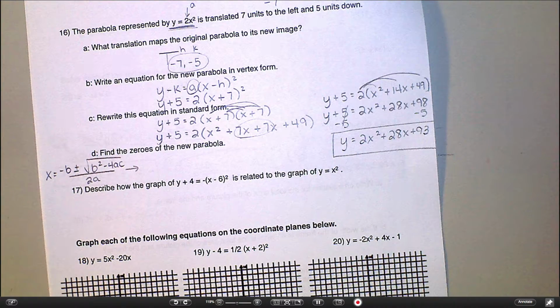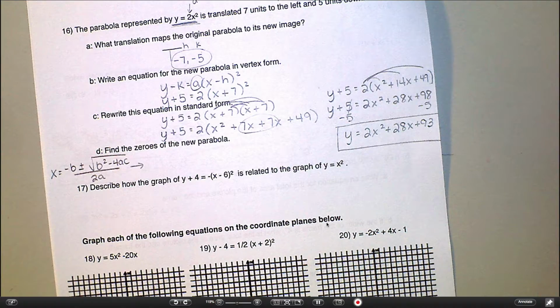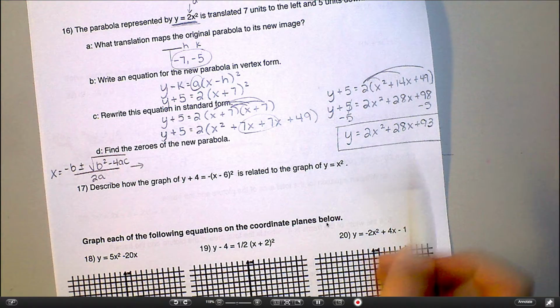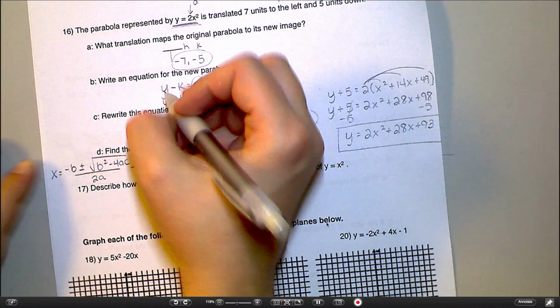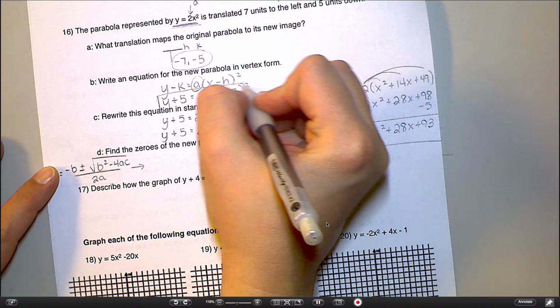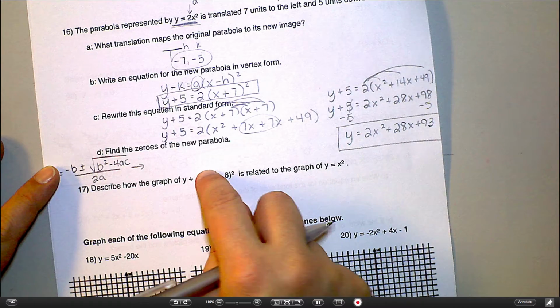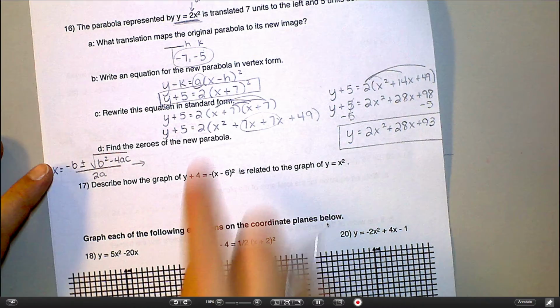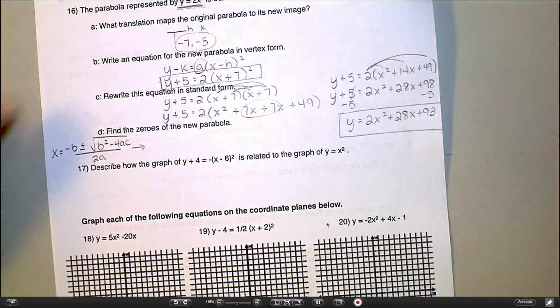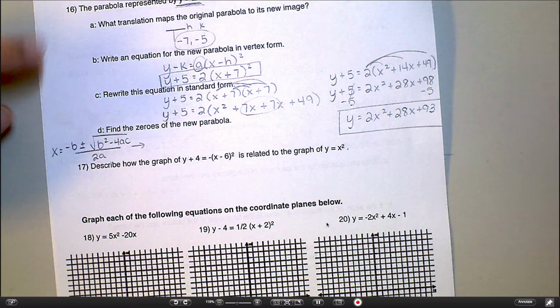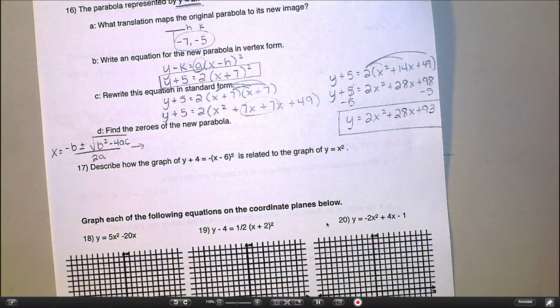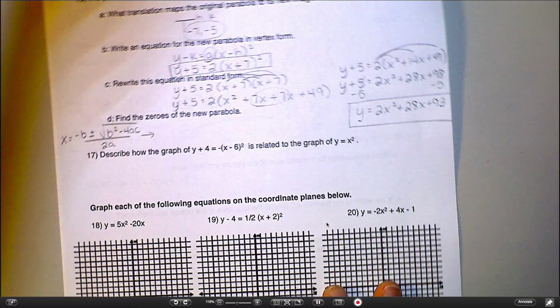Which equation do I look at to get these values? I've got an equation here, and I've got an equation up here. The one in standard form. That's why I needed this in standard form, because I needed to be able to find the zeros. Vertex form is good for finding the vertex. Standard form is good for finding the zeros. So that's why you have to be able to do both forms.